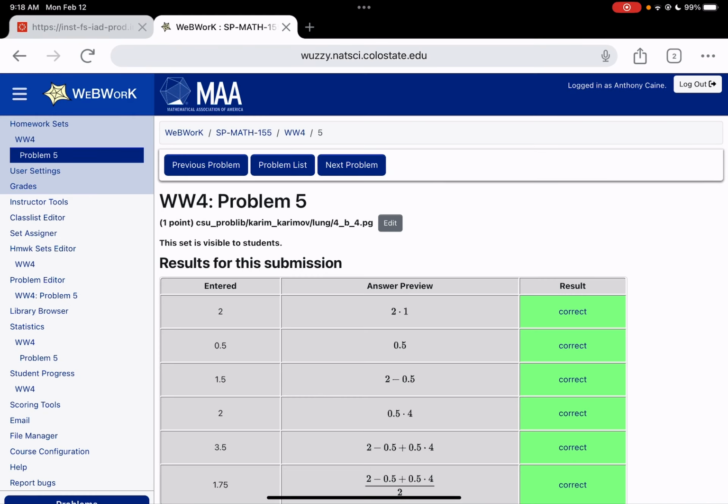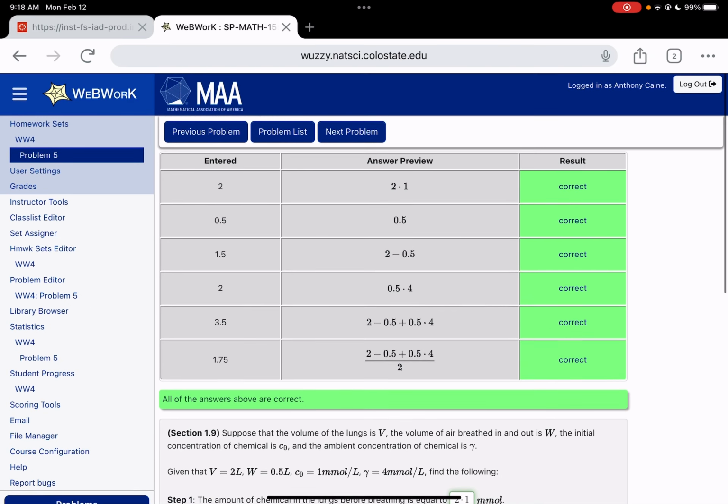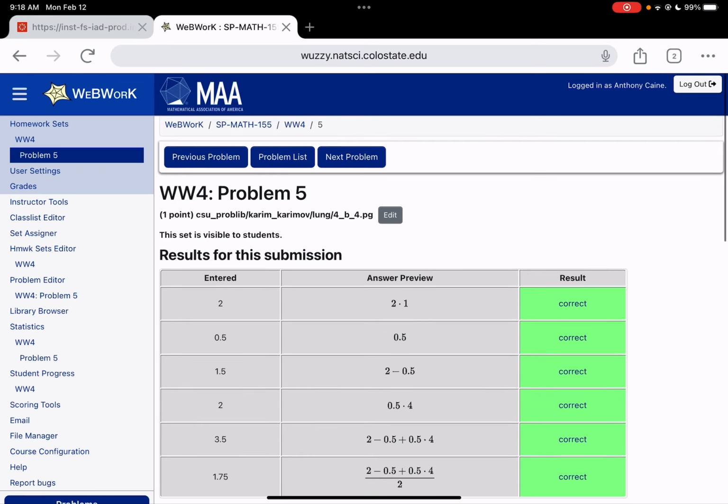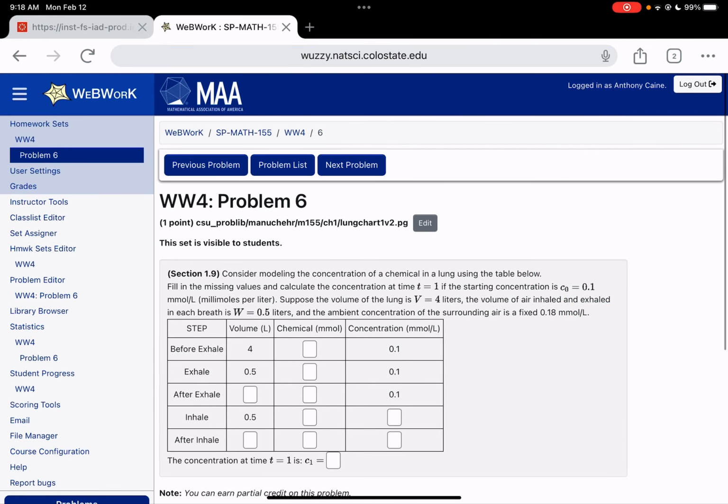So indeed, I did have the wrong thing. I was dividing by too much. Now let's try it. That looks better. And you can see the concentration went up. It's up to 1.7. Okay, or 1.75, whatever.